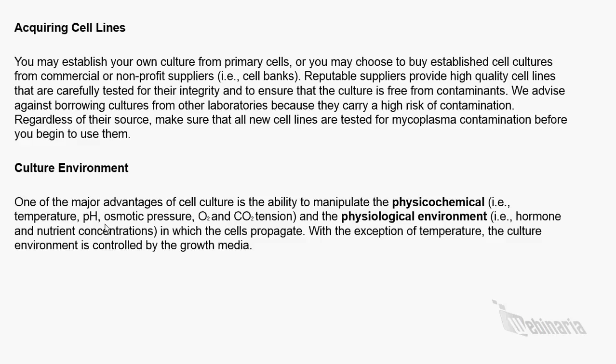Anyways, so now you acquire a cell line. You may establish your own culture from primary cells, or you may choose to buy established cell culture from commercial or non-profit suppliers, from your collaborators, or from cell banks. Many cell lines you can buy. Reputable suppliers, some companies provide high quality cell lines that are carefully tested for their integrity and to ensure that the culture is free from contaminants.